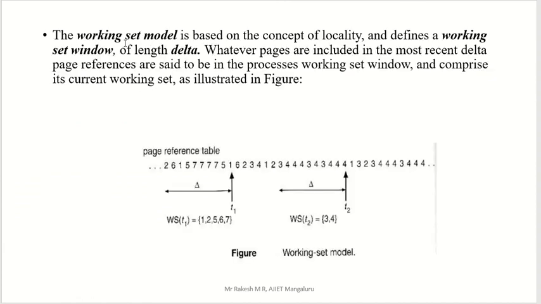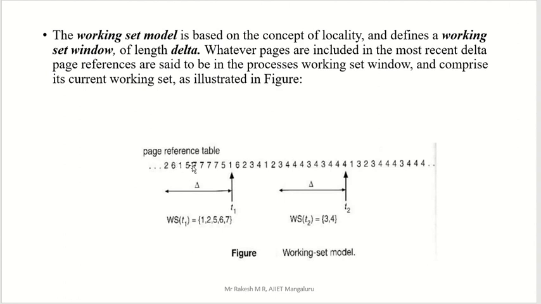We will see that the working set model is based on the concept of locality and defines a working set window. There is a window, so I will explain in brief. Here we have to consider one window. In the previous slide I told you this is the demand of the pages by the process. Listen carefully, these are the demands of the pages. First the CPU wants page 2, then page 6, then page 1, then page 5.